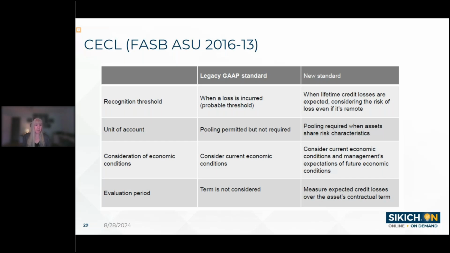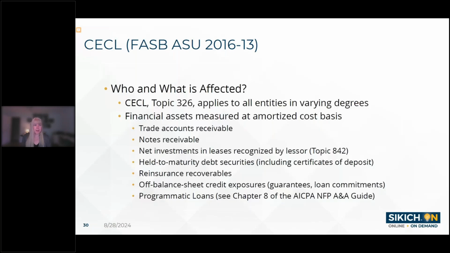And in terms of the evaluation period over which management needs to estimate credit losses, you will now be required to measure expected credit losses over the entire term of the asset's life. In legacy GAAP, the term over which you would have to estimate the allowance for credit losses wasn't explicitly considered. Next slide. So who and what is affected?